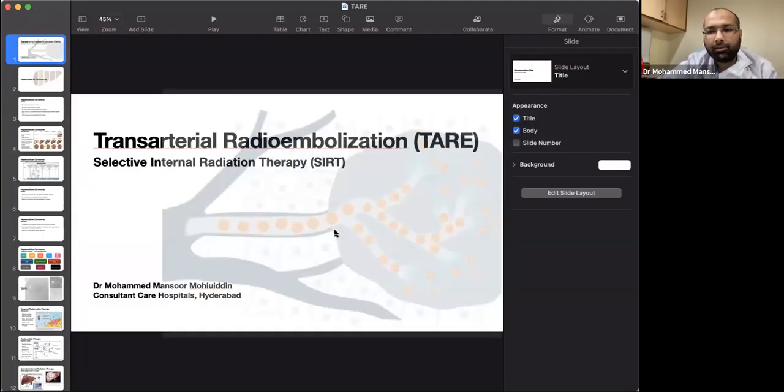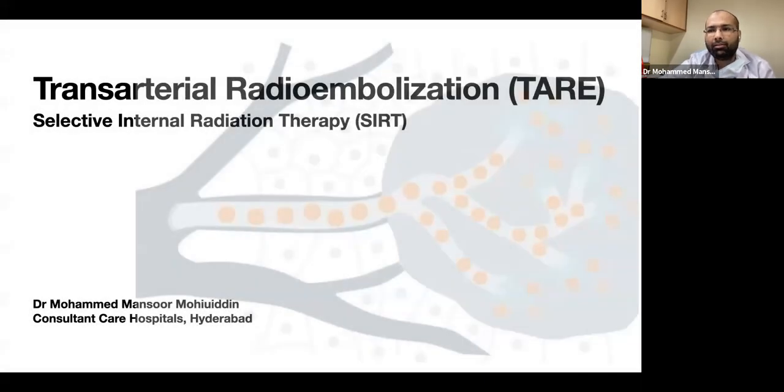So let me first share my screen. Today's topic on Oncology Academic Forum is transarterial radioembolization, commonly called TARE, and another name for it is selective internal radiation therapy, SIRT. In short, it's just called radioembolization.